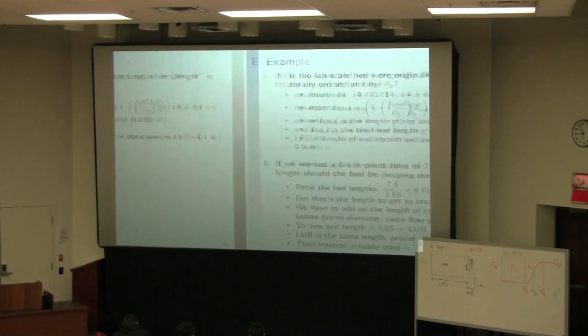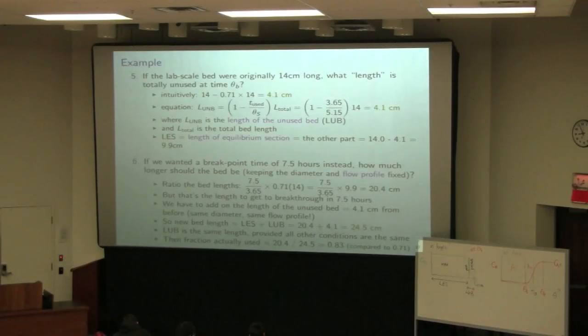And then the final part of this question says, well, our breakthrough time originally was 3.65 hours. Okay, so let's say that's really too short. We don't want to have to regenerate our bed so quickly again. We want our bed to be able to operate a little longer than 3.65 hours. We'd like it to operate for 7.5 hours, let's say. How much longer should we make that bed?